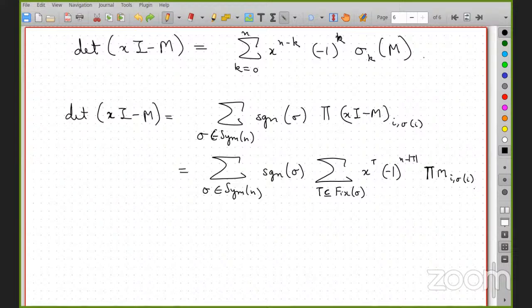So T is a fixed point, M i sigma i, i not in T. So let's just think about this for a minute. I have summing over all permutations, sign of sigma, then summing over all subsets of fixed points of sigma. Now what am I doing here? I have this product to expand, right? The only x's can come from fixed points. So I'm summing over all possible ways where I choose x. T is indexing which of the terms I chose x from. So I choose x to the T. The remaining will contribute M i sigma i with a minus sign. That's why there is a minus 1 to the power n minus T. Okay. So far it's fine.